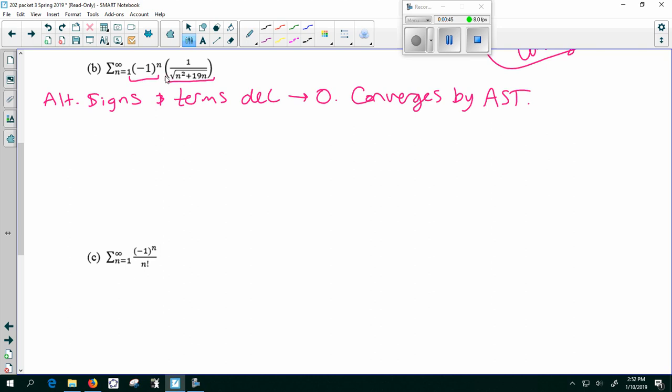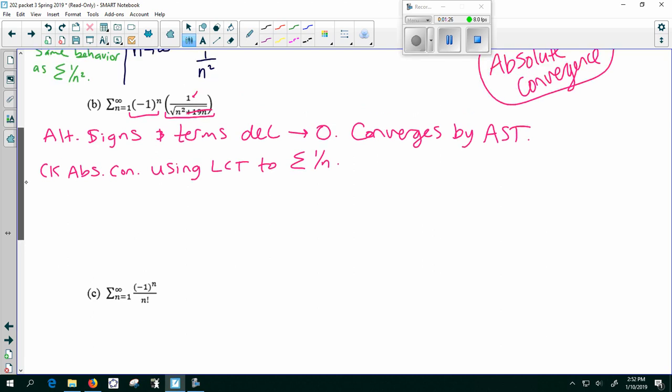Okay, so I have to check the absolute value. So we're going to check absolute convergence using the limit comparison test again. And this time I'm going to compare to the sum of 1 over n. So coming up with the sum to compare to, you just look at the leading term. I would look at the 1 on the top, and then in the denominator, look at the leading term, the square root of n squared is n. So I'm comparing to 1 over n.